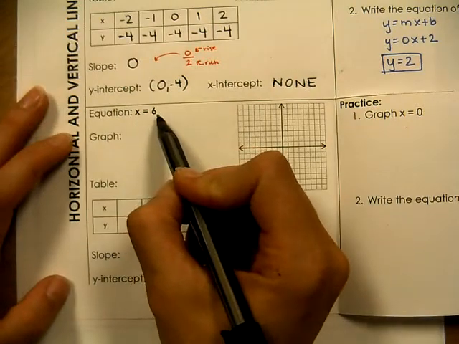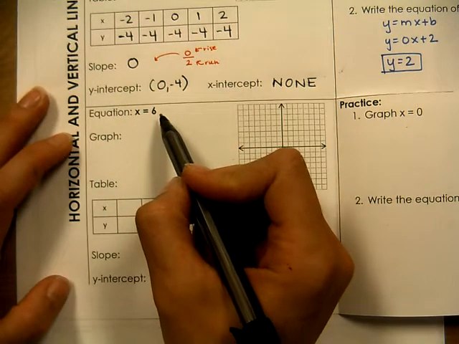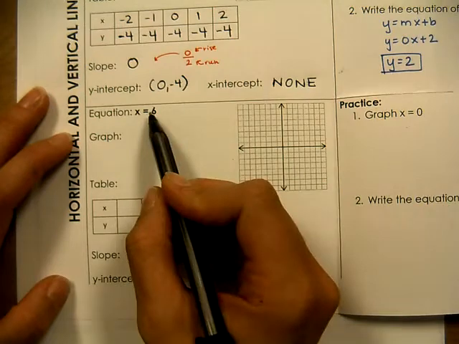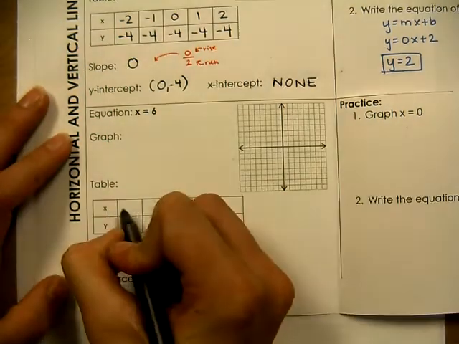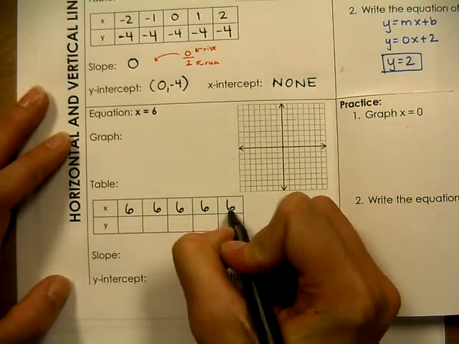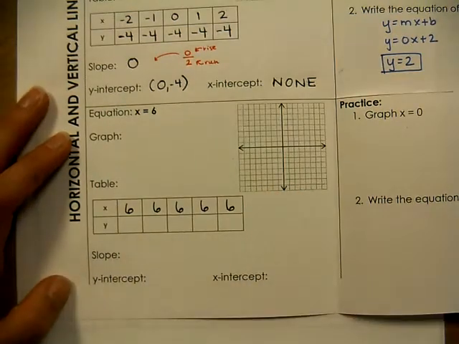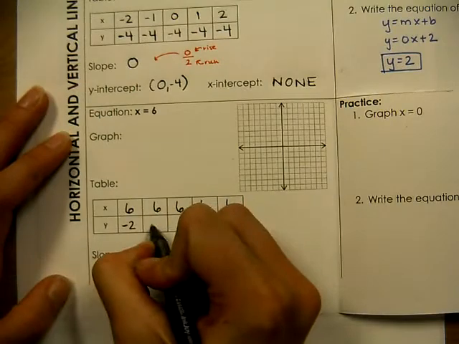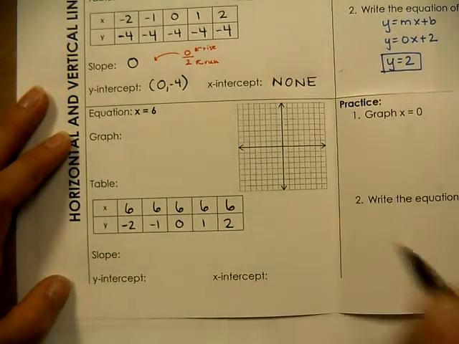There is no y in the equation, which is telling the reader that y doesn't impact what x is. X will always be 6. So if I go to my table, I can say x would be 6 in each one of these values. It doesn't matter what y is, so we can choose anything: -2, -1, 0, 1, 2.